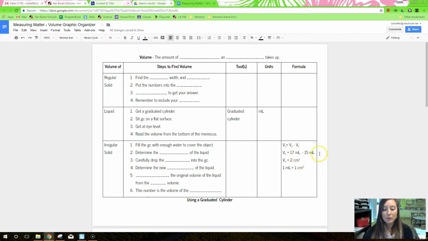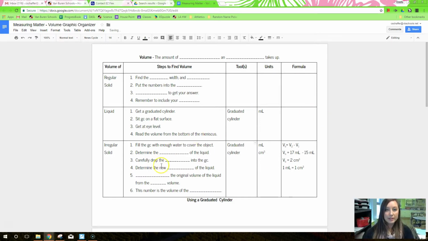Up here, we were finding the volumes of the liquids, but once we subtracted them, we were actually finding the volume of a solid, which is why we changed that unit. So the units that we're going to be using are going to be milliliters first, and then changing it to centimeters cubed. And the tool that we're going to be using is just our graduated cylinder.